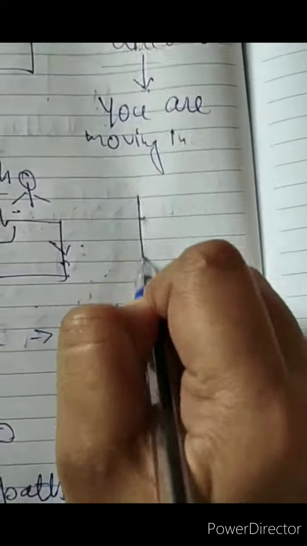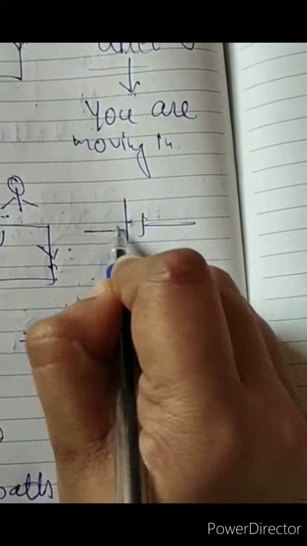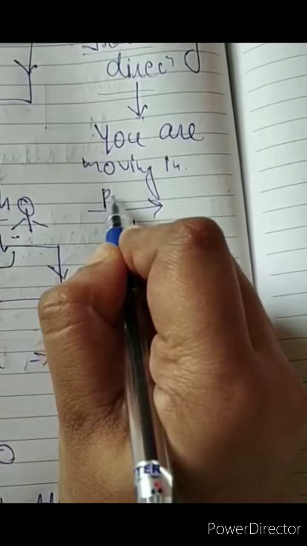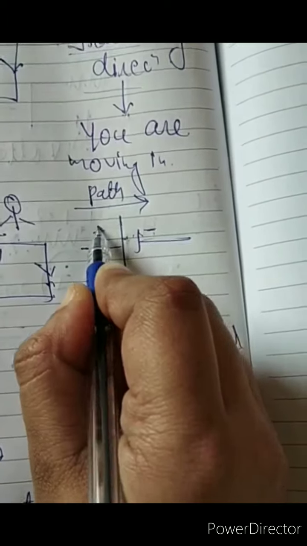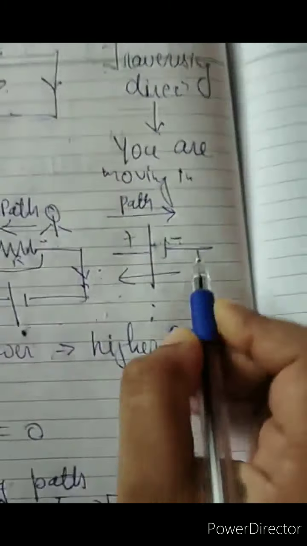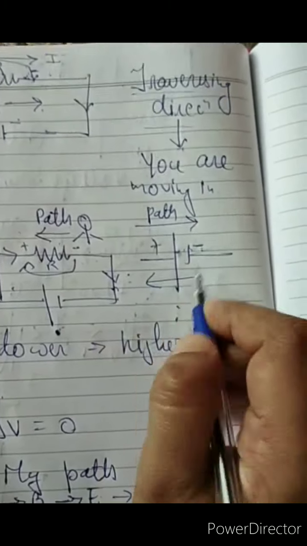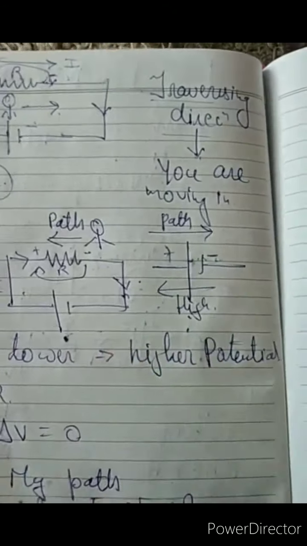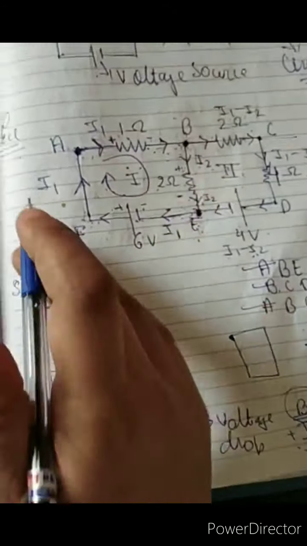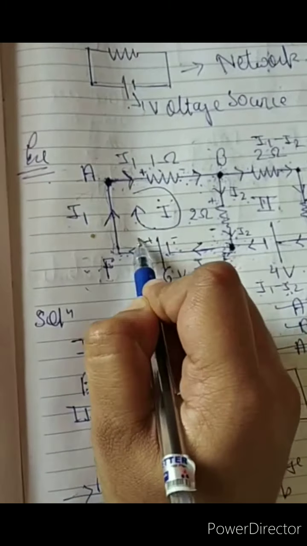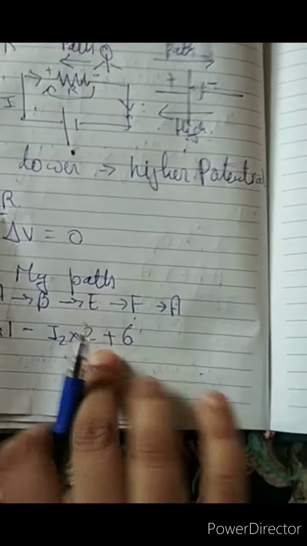Okay, suppose this is my battery, and this is plus and this is minus, and I'm going in this direction, my path. If I'm going from plus to minus, it means lower potential, and if my path is in this direction, it means minus to plus, so it will be higher potential. So right now from E to F, I'm going from minus to plus, it means lower to higher potential, so I have taken plus 6, sign is plus.